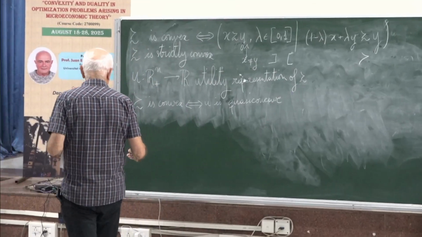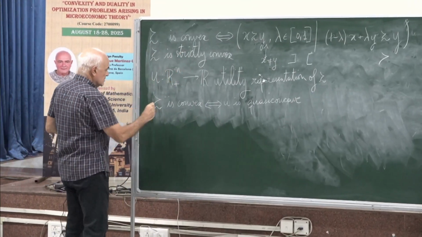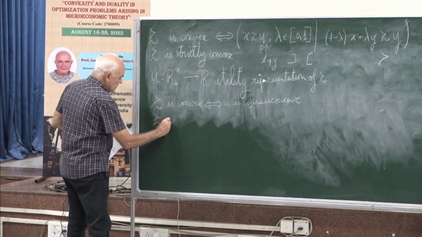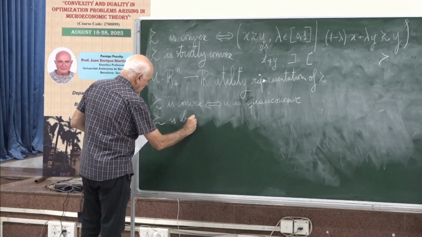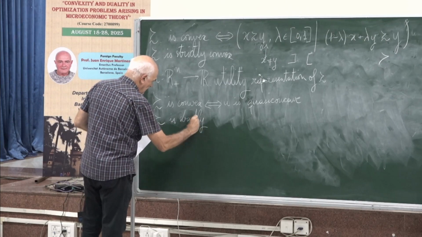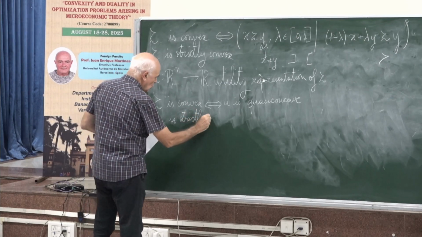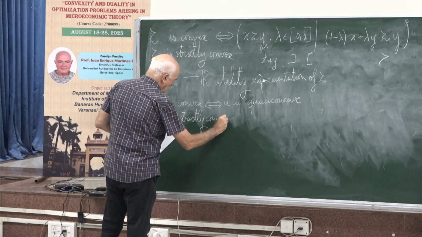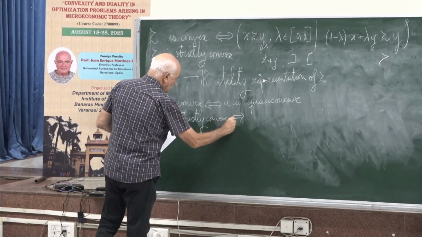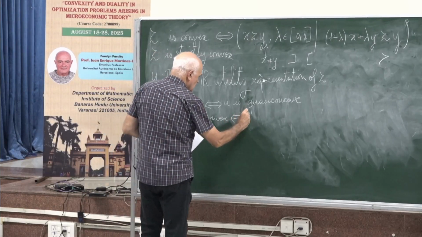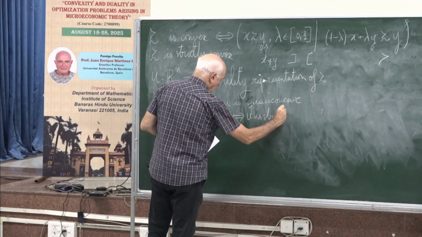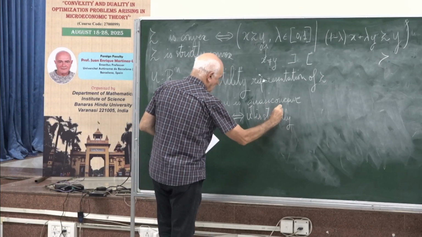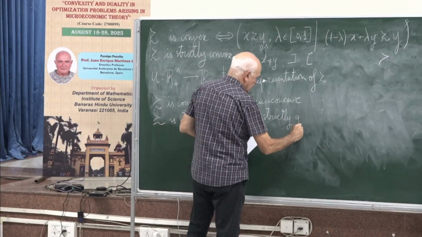Similarly, you can prove that the preorder is strictly convex if and only if U is strictly quasi-concave.